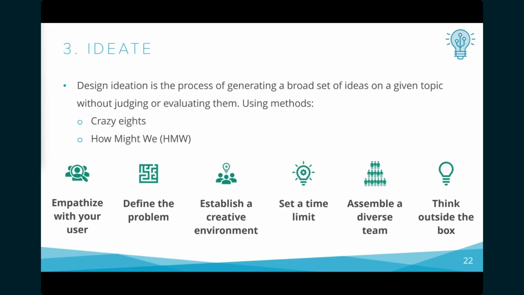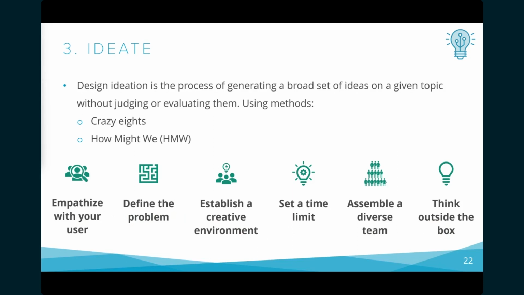Design ideation is the process of generating a broad set of ideas on a given topic without judging or evaluating them. When you start thinking of ideas, all you want to do is come up with as many ideas as possible by following these steps. After you have empathized with your user and defined the problem, covering the first two stages of design thinking, you'll establish a creative environment, set a time limit, assemble a diverse team, and then think outside the box to generate some ideas.